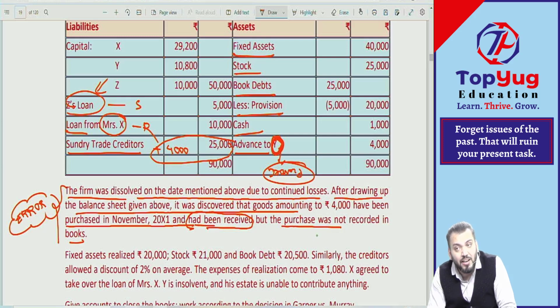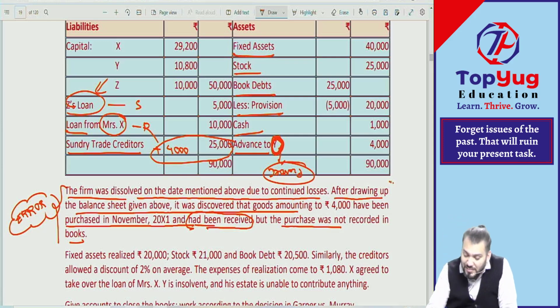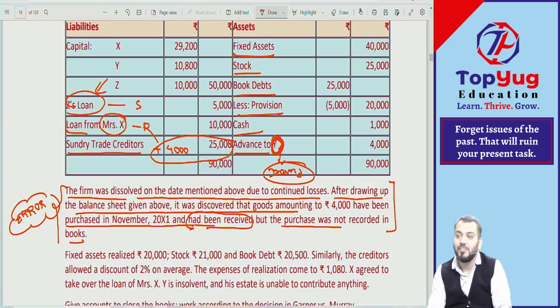So what journal entry will rectify it? Purchase account debit to creditor account. But because the purchase account is already closed, which account will we use? Profit and loss adjustment account. Understood? Correct.